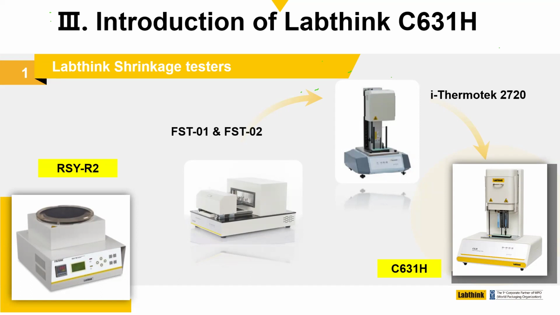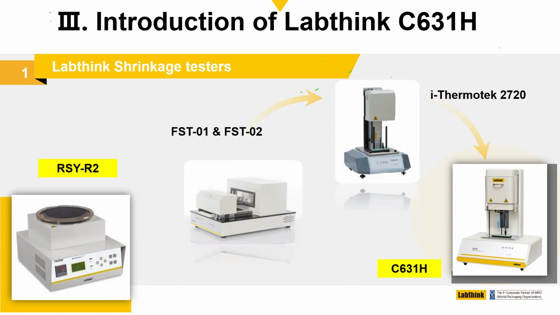As the popularity of shrink film wrapped or encased products has taken off, Labthink developed two other instruments, the film shrinkage tester 01 and 02. And these used sort of micro load cells, and also they had linear LVDT transducers in them to measure the shrinkage or displacement of the film as it shrank. Those instruments were good, but they weren't as accurate or precise as we wanted them to be.